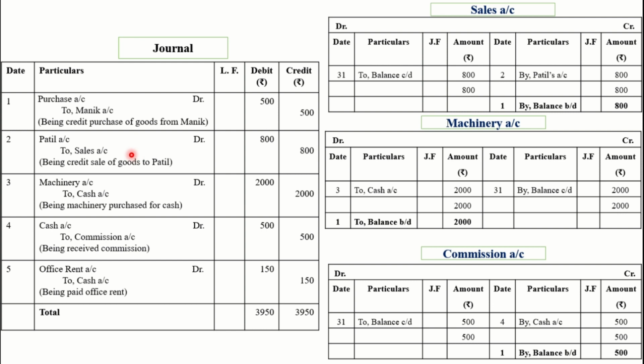Similarly, there are no other transactions where we observe the commission account. That's why, to balance both the sides, we need to add on the opposite side, that is on the debit side, 31st, to balance carry down 500. Both sides are equal, 500, 500. Then the brought down entry is on the credit side, first, by balance brought down 500.